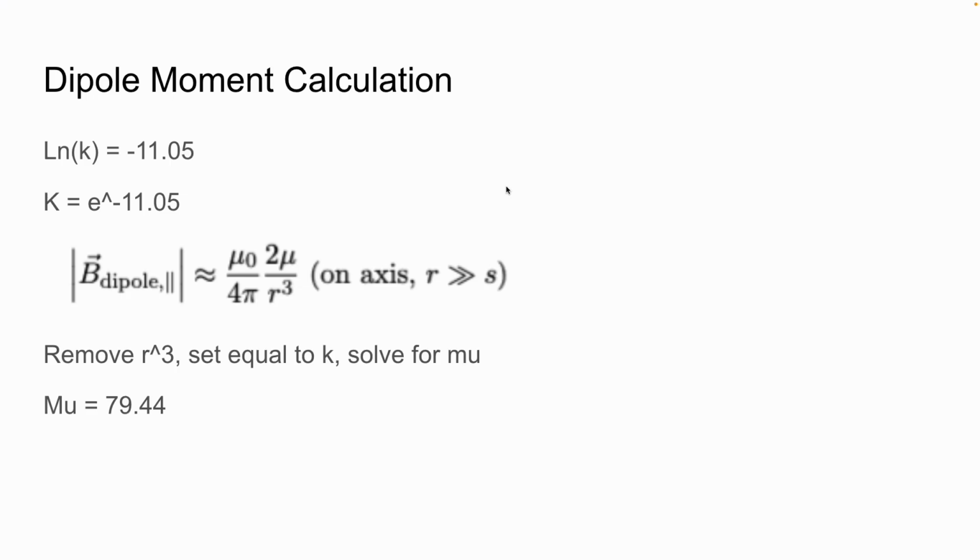Dipole moment calculation. As previously stated, natural log k is equal to negative 11.05. To derive k, we set e to the power of negative 11.05 to get k. To find the dipole moment, we set the formula for B dipole in the parallel direction equal to k. We also remove r to the power of 3 in this calculation because k does not involve distance. Once we use simple algebra to isolate mu, we get approximately 79.44.